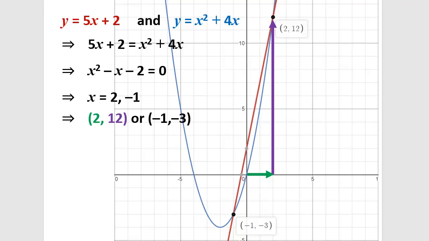In the context of a real world problem, both the x and the y values will have a meaning. And our other solution is (-1, -3). Most times that won't have a meaning because it often is nonsensical to have either minus time or whatever the x variable is, or minus height or whatever the y variable is.